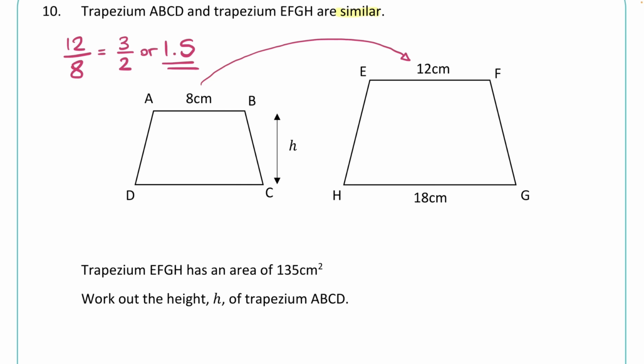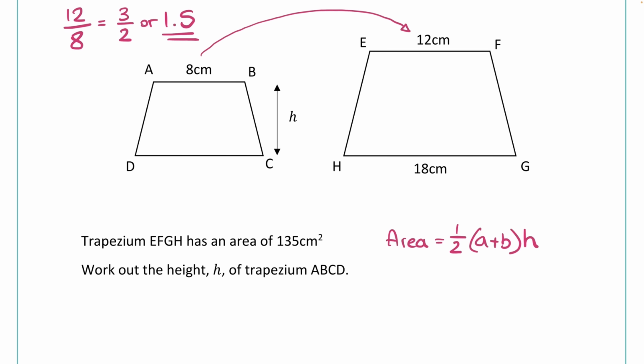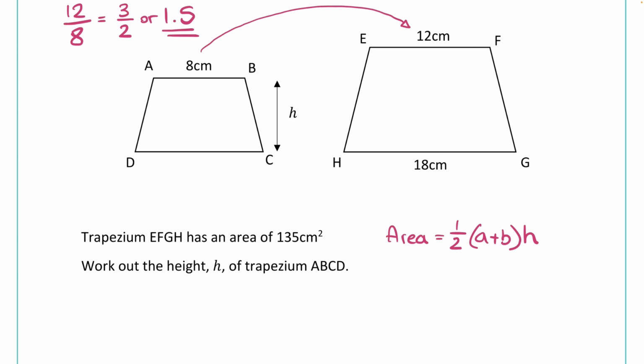Now it says trapezium EFGH has an area of 135, and that's the bigger trapezium. Now remember, the formula for the area of a trapezium is a half a plus b, which is the two parallel sides, multiplied by the height. Now we have most of the information within this formula. We're told the area is 135, which is equal to a half of a plus b. Now I tend to write this bit here as a plus b over 2. I just prefer it. You don't have to, and then times by the height. But it's written like half a plus b h in formula sheets.